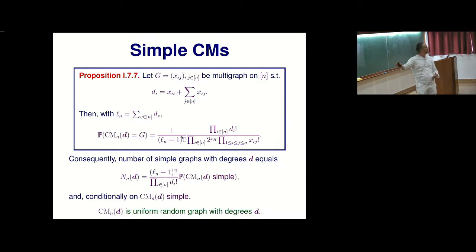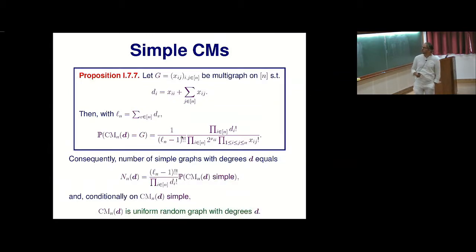Now, of course, this is a nasty formula. I don't expect you to remember it, but I've put it up for a specific reason. And the specific reason is very simple. There's something very simplifying if I assume that my graph is simple. So the graph is simple if and only if the xii's are all 0 and the xij's are all 0 or 1. And in that case, this 2 to the power xii is actually 1, and the xij factorial will also be 1. Because 0 factorial is 1, 1 factorial is 1, and only when the xij's become larger than 1, you see these factors appearing.